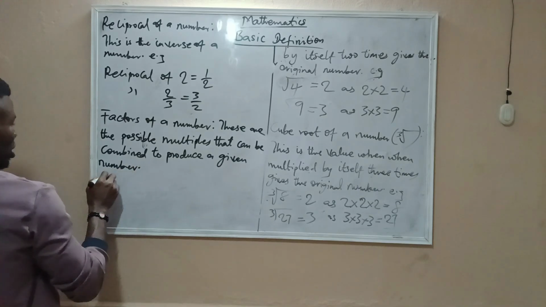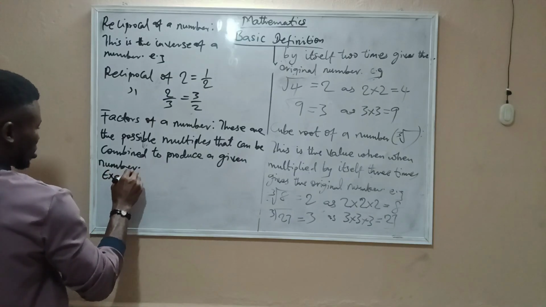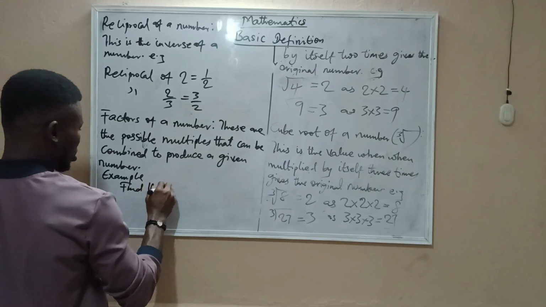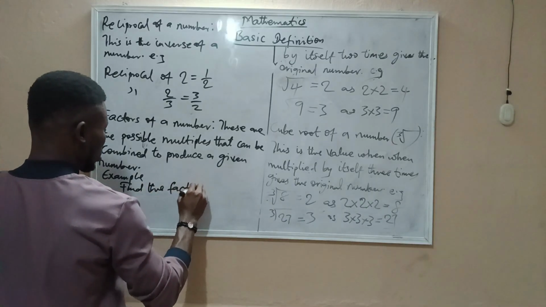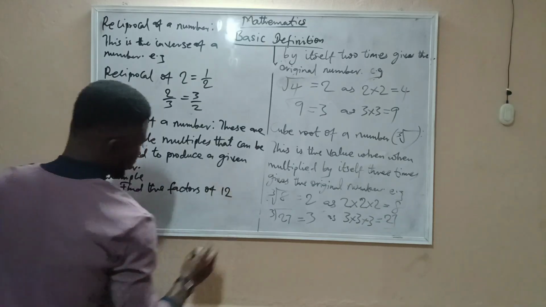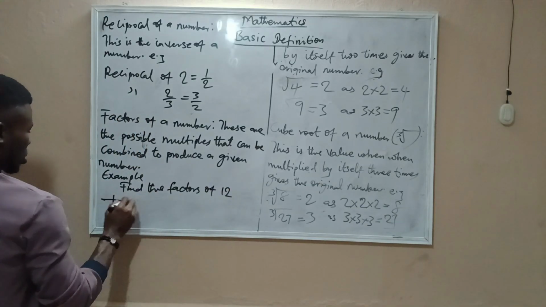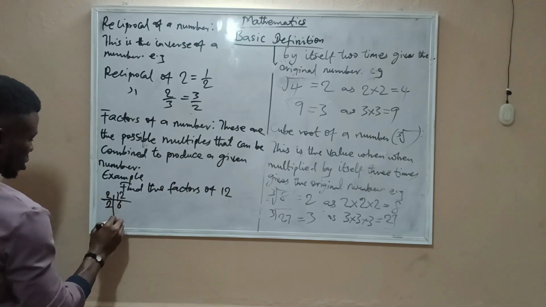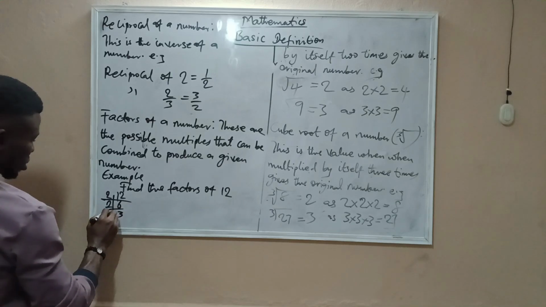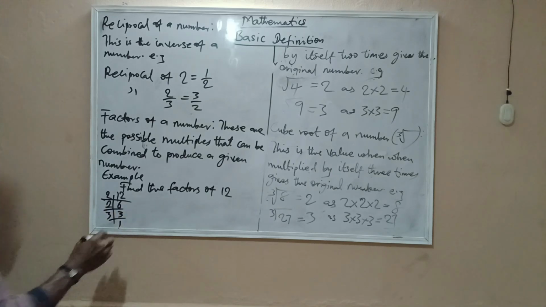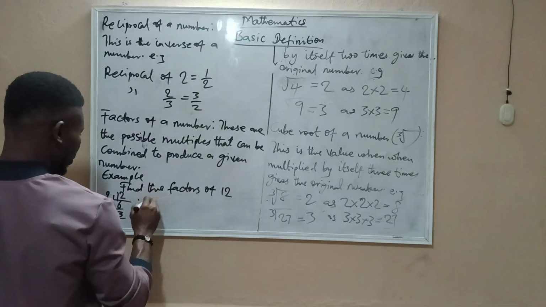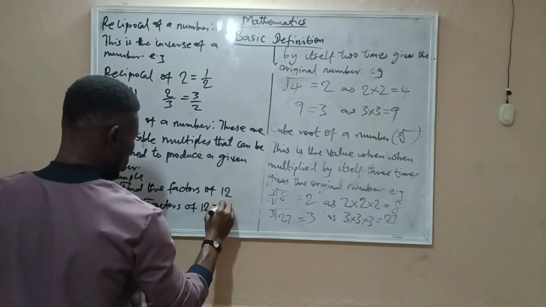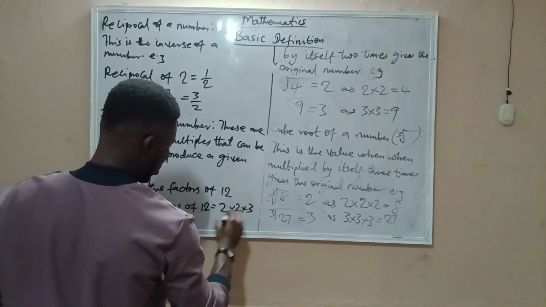For instance, example now, find the factors of 12. This is 12. What can go in 12? 2, and we get 6. What can go in 6? 2, and we get 3, and then what can go in 3? 3, we get 1. Therefore, factors of 12 is equal to 2 times 2 times 3.